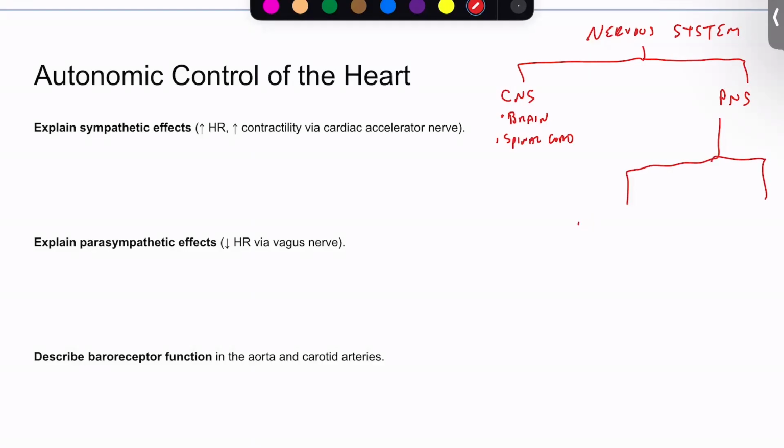We have our autonomic and we have our somatic. And so autonomic can get further broken down into our sympathetic nervous system and our parasympathetic nervous system. So sympathetic nervous system, we have fight or flight.